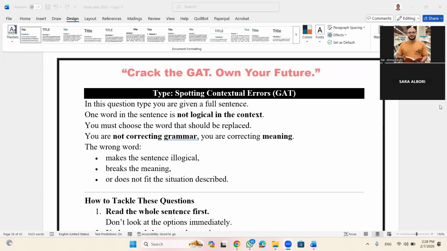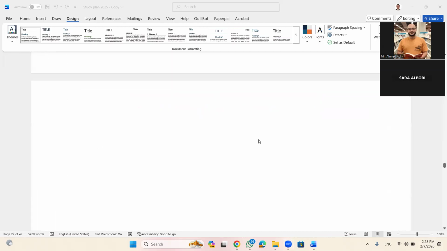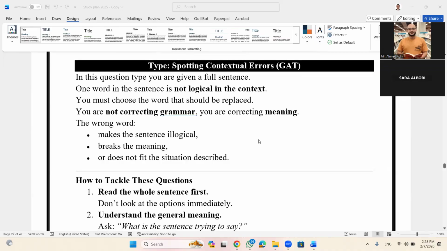In this video, we're working on spotting contextual errors. This is one of the questions that usually come up in GAT examinations. In this question, you will be given a full sentence. Sometimes the sentence is a little bit lengthy, and you will be given four words. One of them does not fit the logic of the context of the sentence. You must choose a word that should be replaced because it doesn't fit the logic.